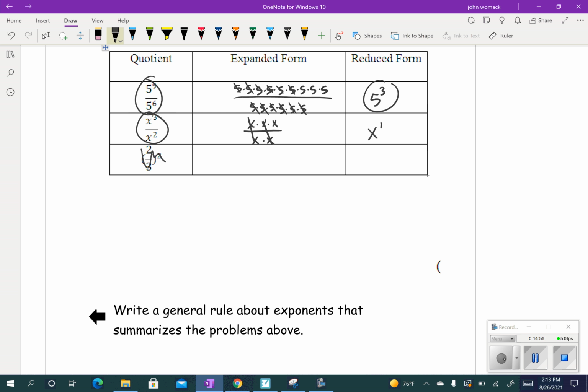So the rule is this. I'm going to write it algebraically. When you divide things with the same base, the base stays the same and you subtract the powers, the top minus the bottom. So here's how you'd write that. If I have a to the m over a to the n, right? I've got the same base. The base stays the same, and I subtract the powers.